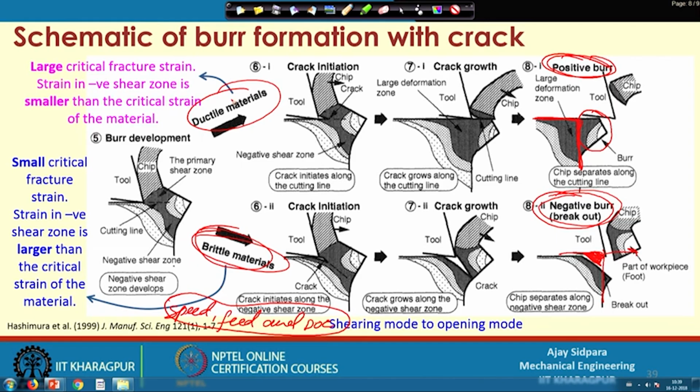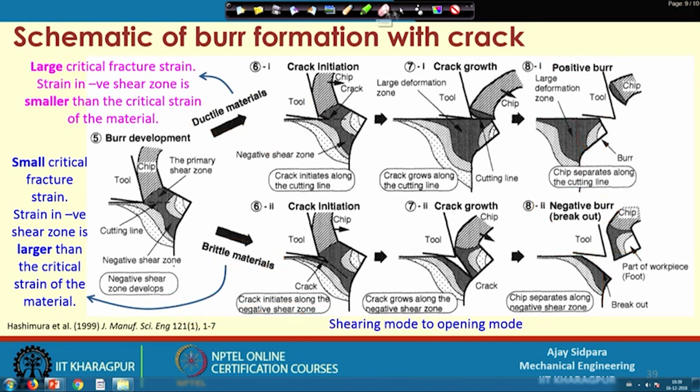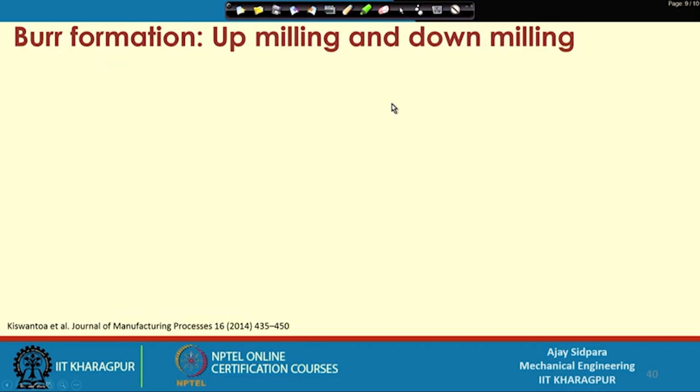Even if you machine a ductile material with a particular speed, feed and depth of cut, you will encounter different types of positive burr, that means smaller size, bigger size and sometimes it will be very low also. So, we have to play with these process parameters as well as the material properties so that we can get the minimum burr formation on the final machined component. So, let us continue our discussion further on this topic.